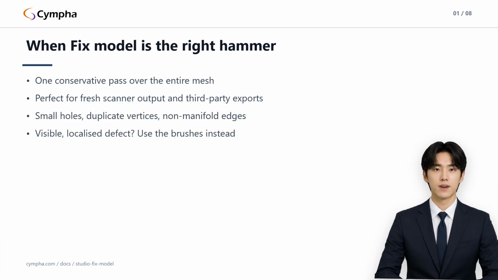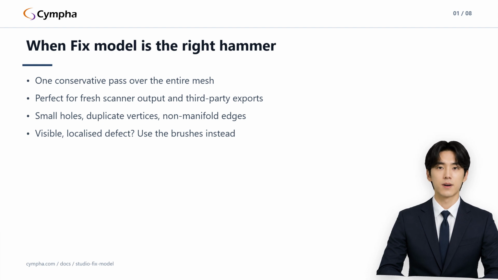First, when to reach for it. Fix Model is a single, conservative pass over the entire mesh. It's the right choice when the problems are the generic kind that fresh scanner output and third-party exports arrive with: small holes, duplicate vertices, non-manifold edges, and you just want a sane mesh before you do real work on it.